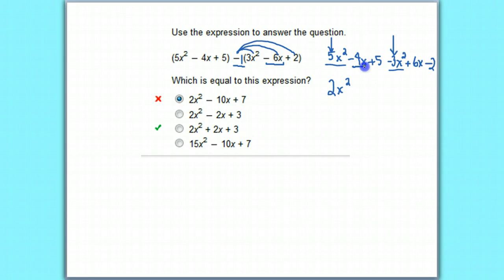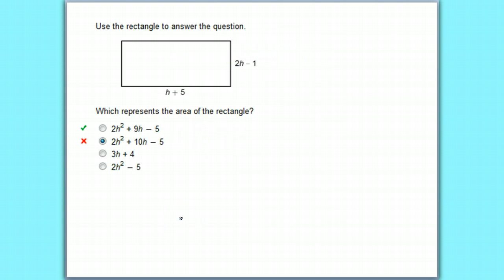Okay, now you're going to have minus 4x and positive 6x. Those are like terms because they both have an x to the first power. So we take a positive 6 and a minus 4 and put those together and we get a positive 2, and then just again add the x on the end. And last we have positive 5 and minus 2, which would be a positive 3. So there's your answer.